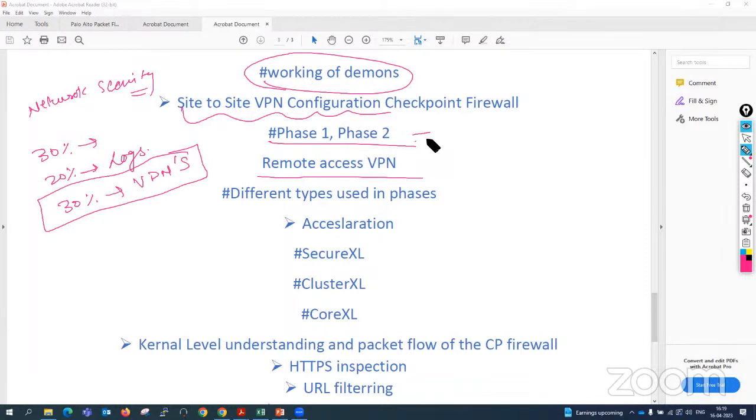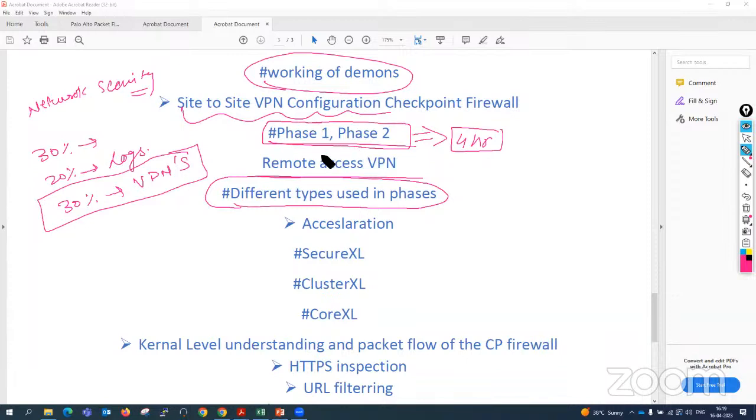And in our sessions, we will spend approximately 4 hours on VPN, completing the theory as well as the practical of VPN on the Checkpoint firewall. After this, we have the different types and uses of phases. What it means is the use of phase 1 and phase 2, why we need them, and what the actual uses of these phases are.